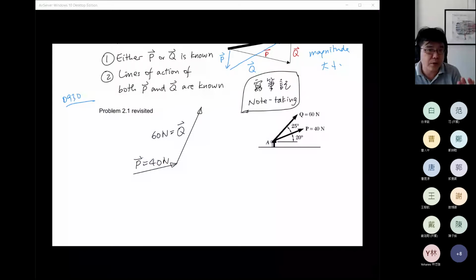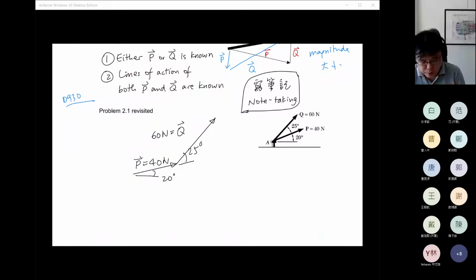And we want to add these two forces together, and we have this. This is 20 degrees, and this is 25 degrees. Of course, I don't draw it very well, but you know what I'm talking about. Should I make it a bit better here? Okay, a bit better now.